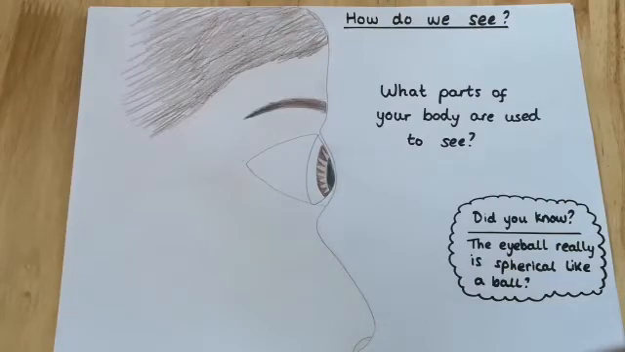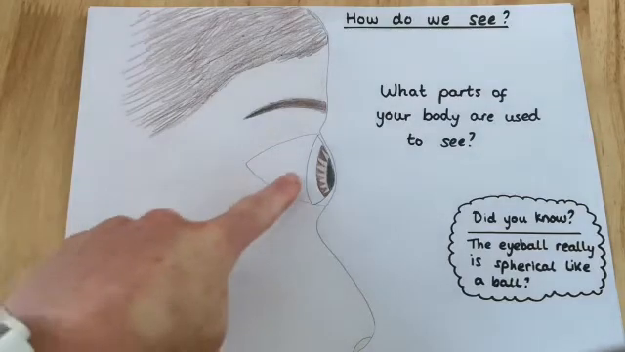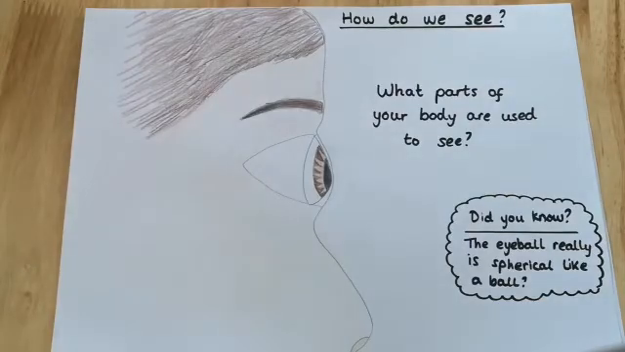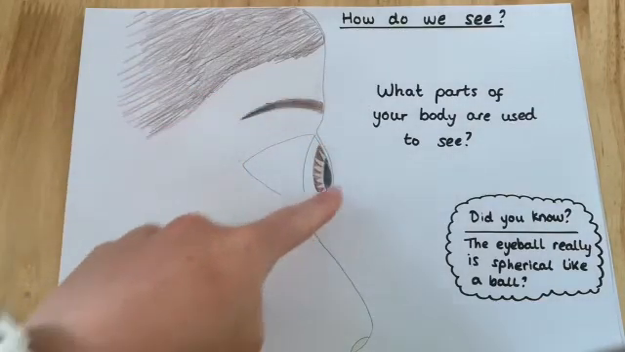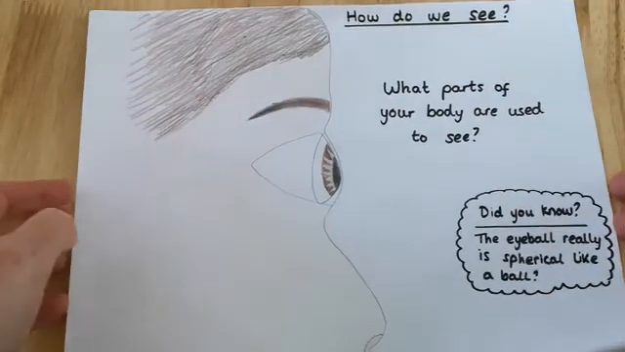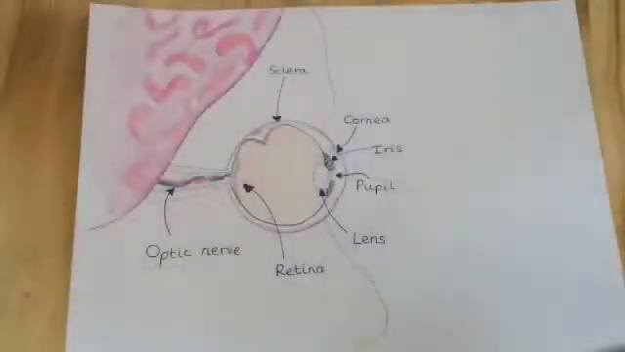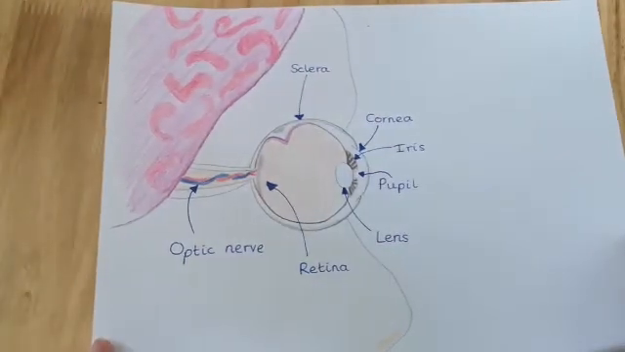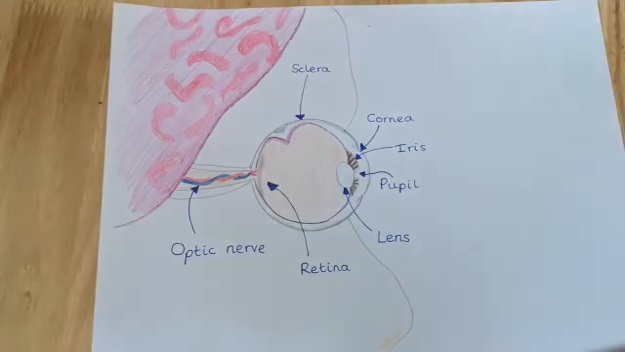Okay, so now we're going to have a think about that second learning challenge. Can you explain and demonstrate how we see objects? So we use two parts of our body to see. We use our eyes and our brain, and our eyeballs are actually spherical, so they are a sphere inside our head. And if we have a look inside, you can see there's lots and lots of different parts of our eyes that all play an important role in helping us to see.